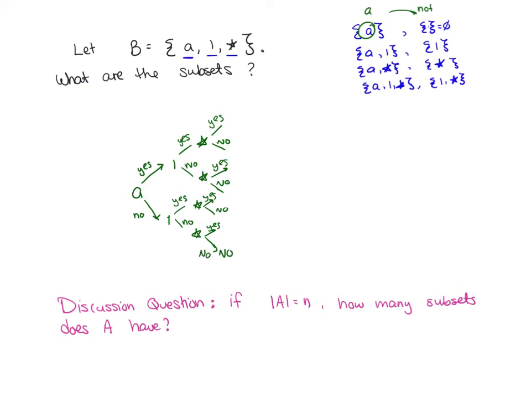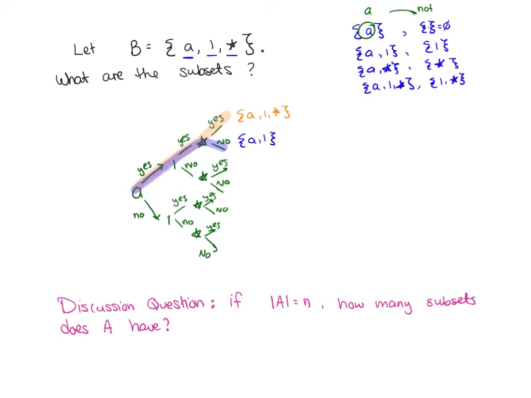What I'm going to do is follow along each of these paths to the end and then just put those things in the set depending on what the rules tell me, right? So I say yes for A, yes for 1, yes for star. That gives me the A, 1, star set. The next one down, I say yes to A, yes to 1, and no for star. So I got an A and I got a 1, but I didn't put the star in there.